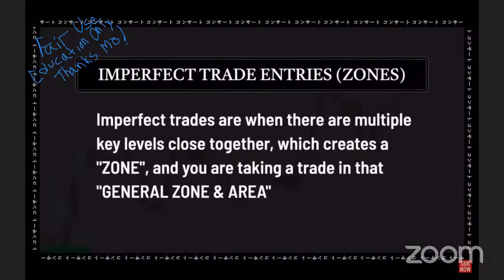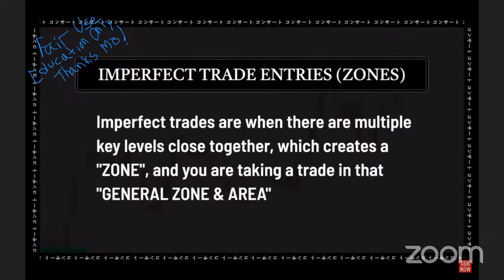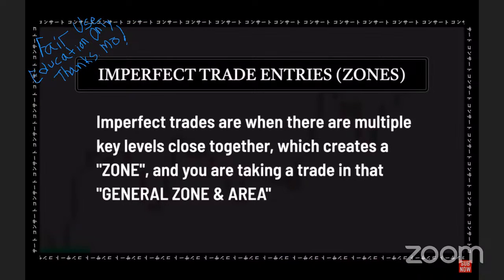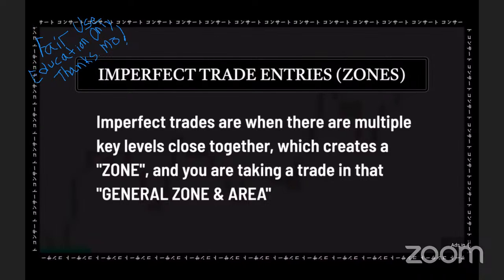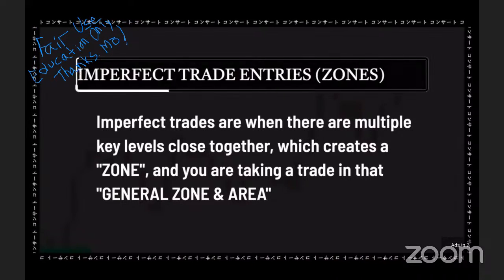Imperfect trades are when there are multiple key levels close together, which creates a zone, and you are taking a trade in the general zone and area. Let's break it down.